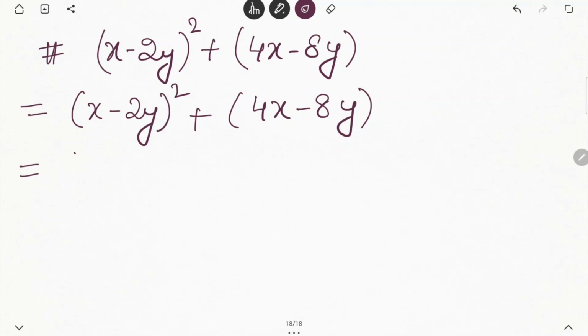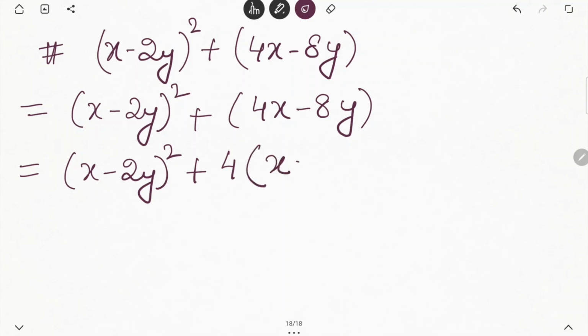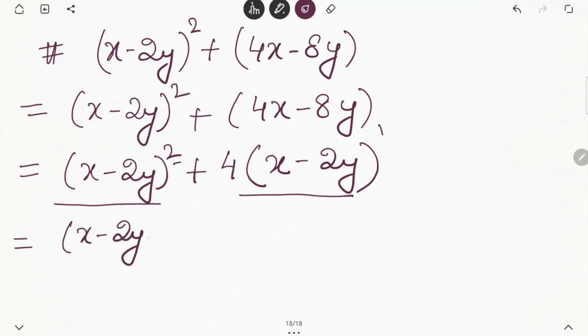Okay, so now let us see what happens. From here nothing is common. Okay, but from this I can take 4 common. So what are you left with? x - 2y. Now what are you finding here? In this expression we can see that here I have (x - 2y)², and here I have only x - 2y. So both are having x - 2y. So how many x - 2y can I take common? I'll take the smallest one. Here they are 2, here it is 1. So I'll just take x - 2y common.